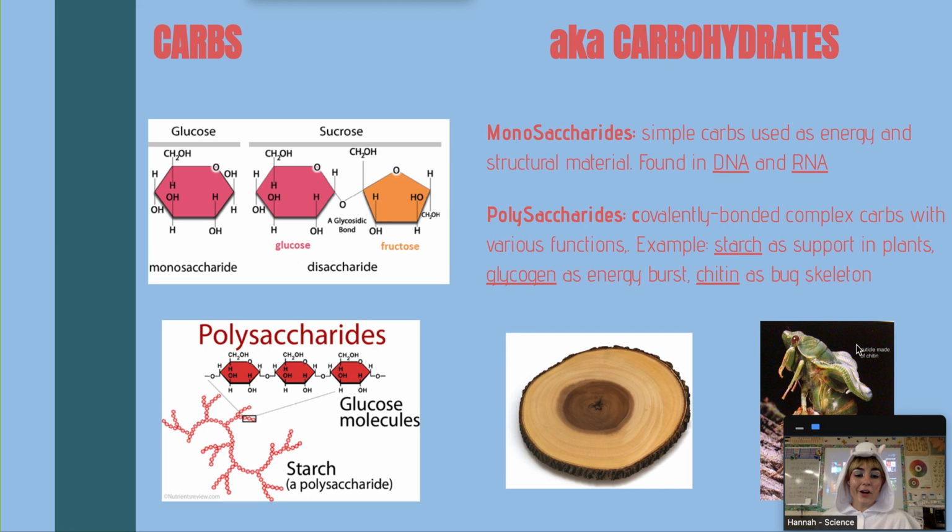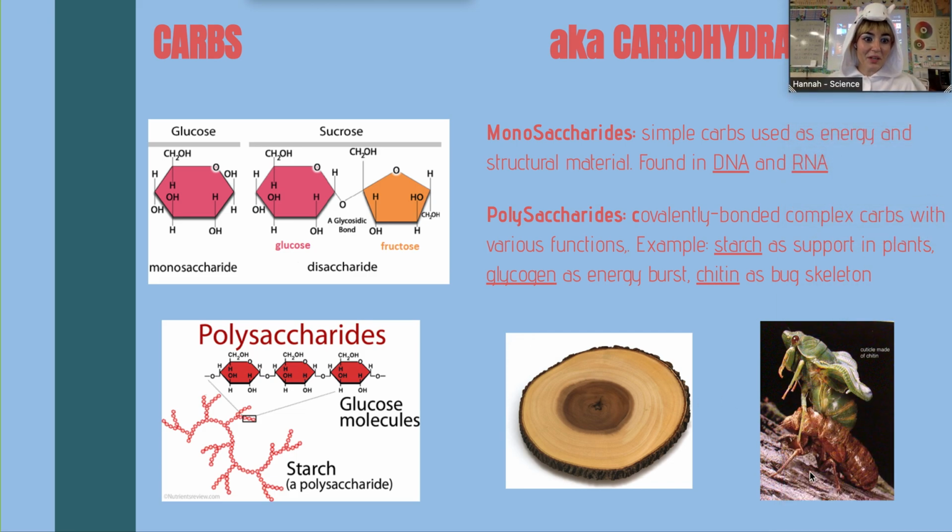So these are those examples that I mentioned here. We see the starch and the fiber that would make up tree bark. And then we see chitin, which is what it's called when it comes to exoskeletons, the external skeleton of a bug. So we have two main structures of carbs, mono and polysaccharides. Mono meaning one and poly meaning two. So monosaccharides are simple carbs, and we can use these as energy and as a form of structural material. So it'll either be found in DNA or as RNA.